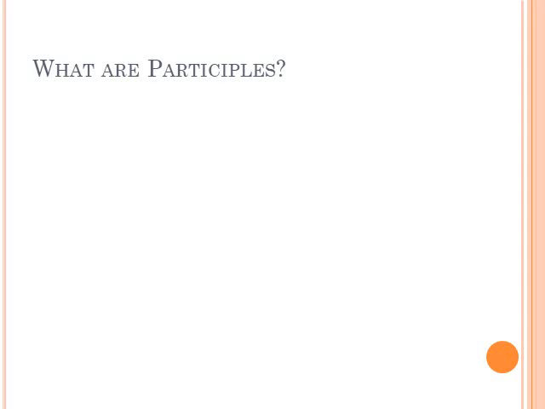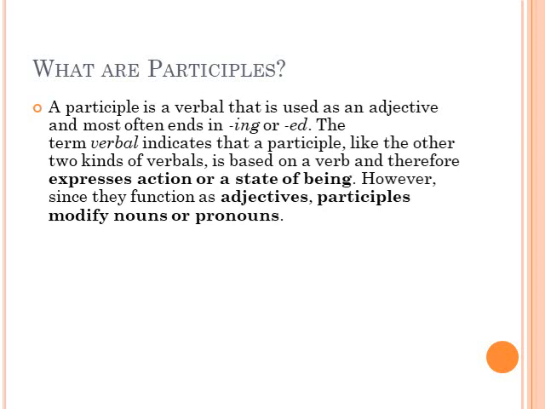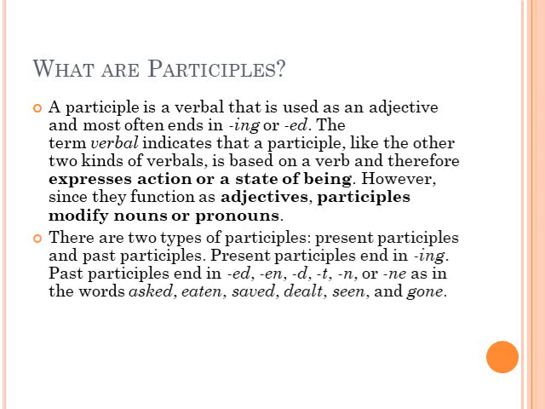Now, what are participles? And again, it tells you right here at the top of page 325. Here's an English definition: a participle is a verbal that is used as an adjective, most often ending in ing or ed. Ing in the present, ed in the past, or in the passive. It's based on a verb and therefore expresses action. However, they function as adjectives and they modify nouns or pronouns. So you've got to realize that these are verbal adjectives.